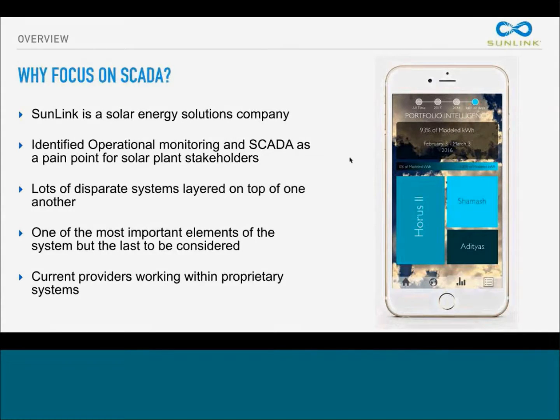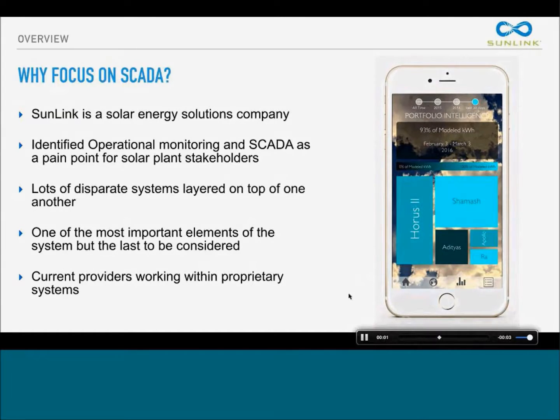Also, when looking to the future, a lot of SCADA implementation is custom, it's slow and costly, so we need to streamline this process. And generally, these are not scalable solutions. So right here is an example.